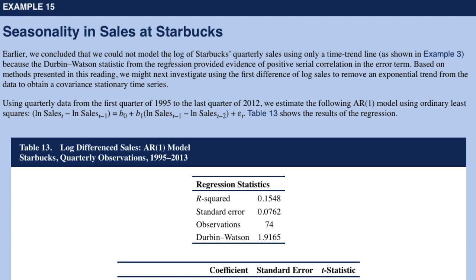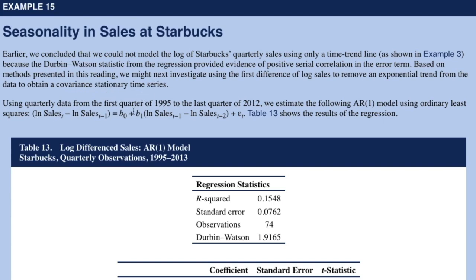So follow along here. Earlier, we concluded we could not model the log of Starbucks quarterly sales using only a time trend line because the Durbin-Watson statistic from the regression provided evidence of positive serial correlation in the error term. Based on methods presented in this reading, we might next investigate using the first difference of log sales to remove an exponential trend from the data to obtain a covariance stationary time series.